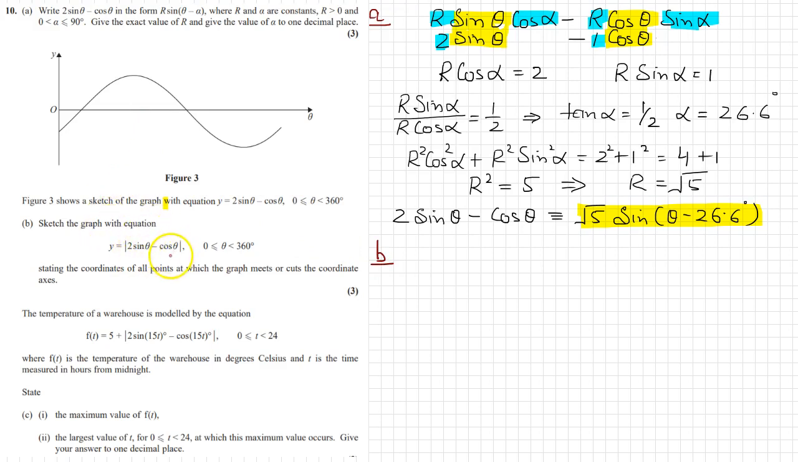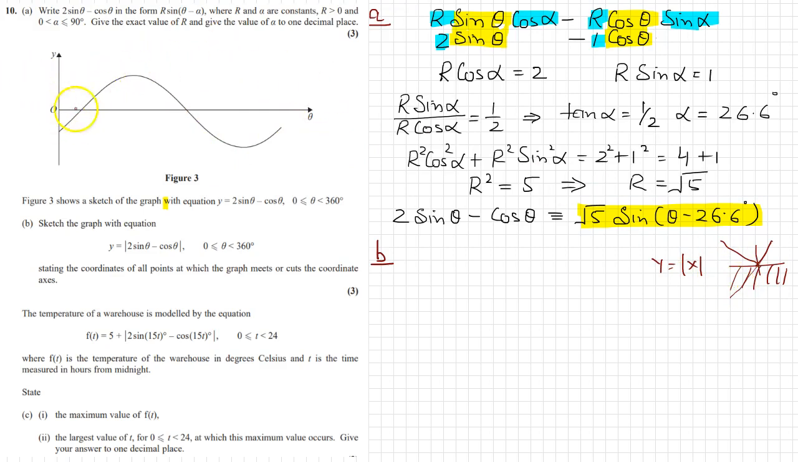Sketch the graph with this equation. Now you know this is a modulus. For the modulus function, if y is equal to x, the graph will be this. And if y is equal to modulus x, then there is no value of y. There is no graph this side. No negative y. It will be reflected. So there is no graph on the negative side of y because it is a modulus function.